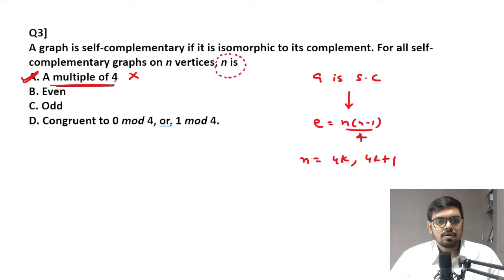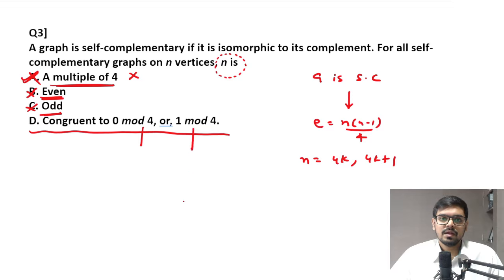So this is wrong. Even is wrong, odd is wrong, since even is divisible, odd is also divisible, right? If it is greater than or equal to 4. So this is also wrong. Option elimination says A, B, C are wrong, D is correct, which makes sense. Why? Because they are saying n should be congruent to 0 mod 4. Its remainder should be 0 if divided by 4, or the remainder should be 1 if divided by 4. Makes sense? Then only it is possible.